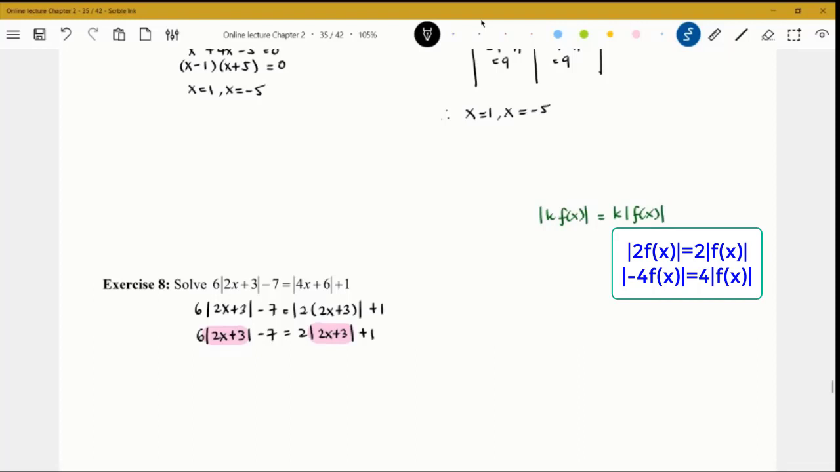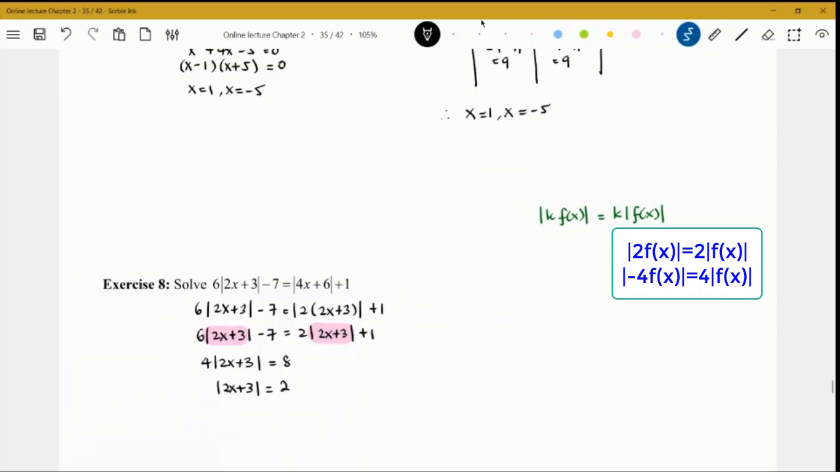So I bring this one to the left hand side, we're going to have 4 modulus 2x plus 3, and then the rest I bring to the right hand side, we have 8. So 4 I bring to the right hand side, technically we end up with a single modulus on the left hand side. On the right hand side we have positive 2.